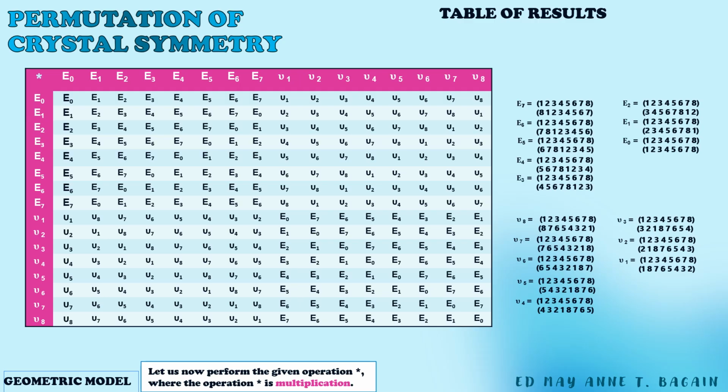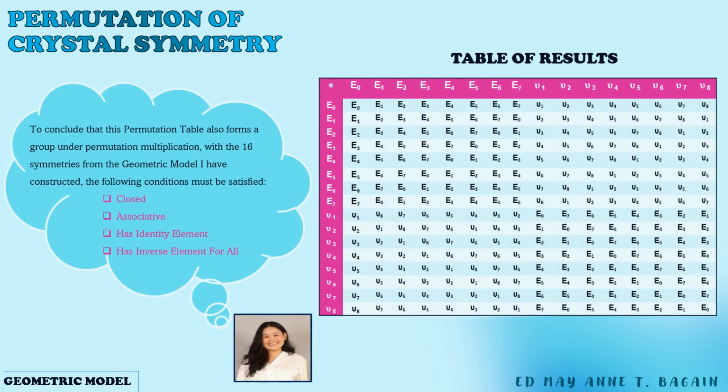Hello? Okay. So, my laptop lagged for a bit. So now this one would be the table of results, or the completed table of results, after doing all of the permutations of the crystal symmetry. Okay, so now that we know the completed table of results, to conclude that this permutation table of results also forms a group under permutation multiplication with the 16 symmetries from the geometric model I have constructed.